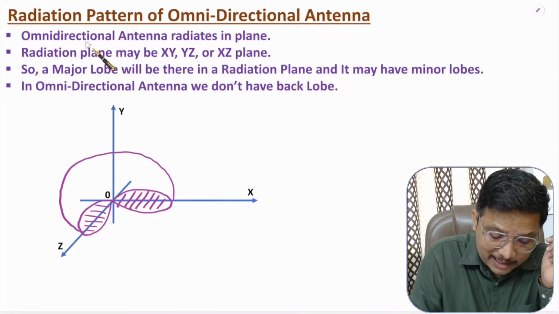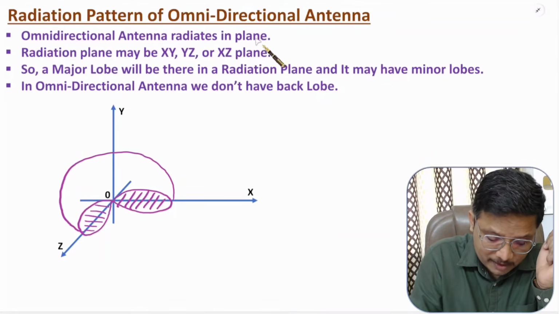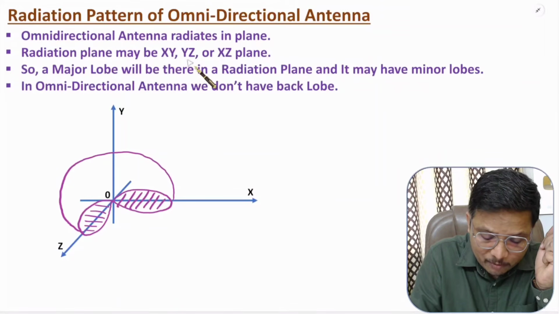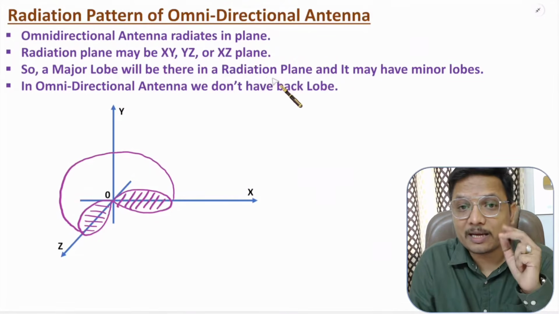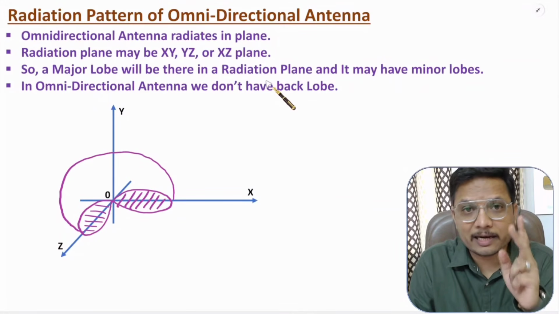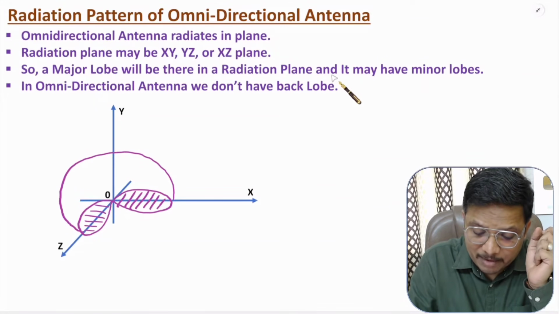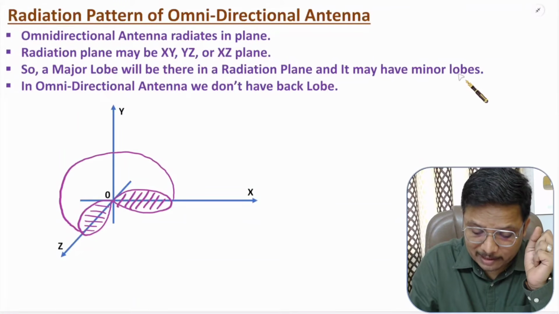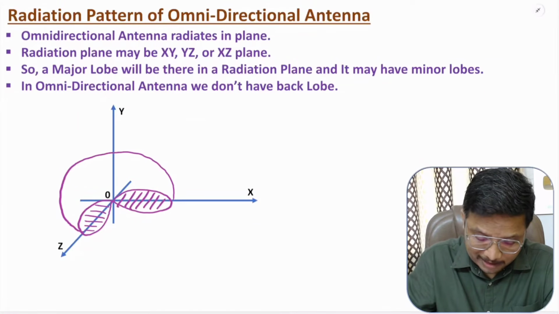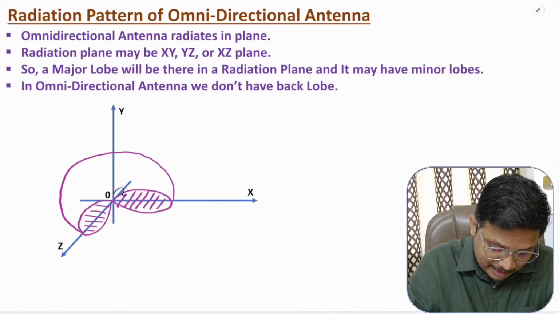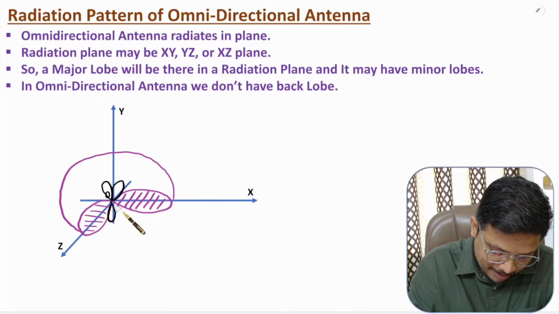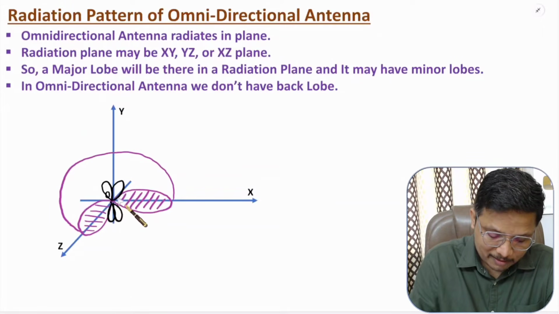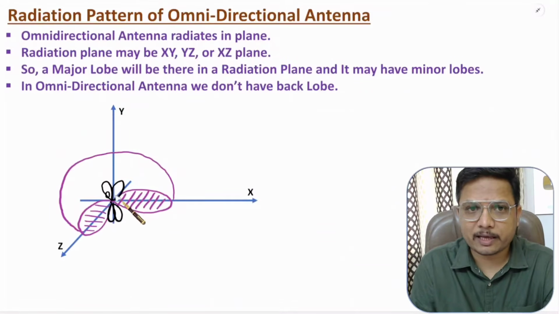See, omnidirectional antenna radiates in a plane. Radiation plane may be XY, YZ or XZ plane. So major lobe will be there in the radiation plane. Here the major lobe will be there in the radiation plane, right? And it may have minor lobes as well. Let me show it to you how minor lobes can be there. See, here there may be minor lobes like this, right? Here may be minor lobes like this, right? Which is containing less power over here.